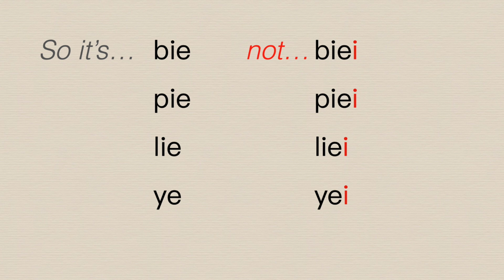Some other good examples of this slide when we're sliding from E: pie instead of pie, lie instead of lie. Another good one, the Y-E, because Y in pinyin just essentially stands in for another I, another E sound. Ye, as opposed to yay. No need to put another E on the end. No need to go yay back to E.